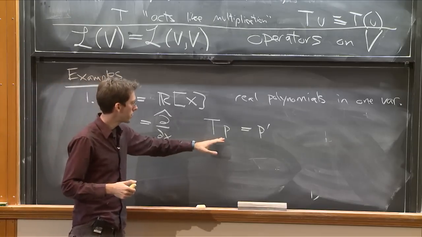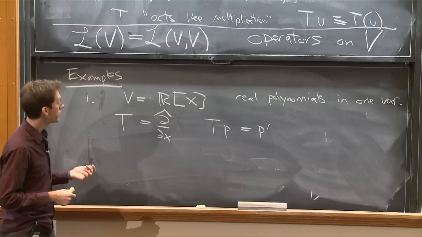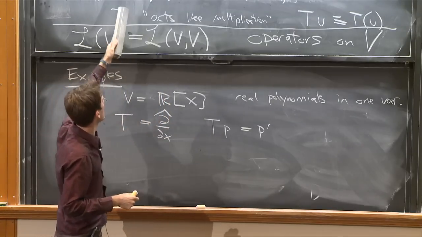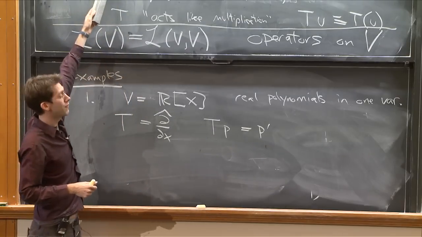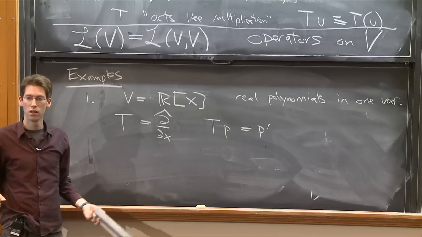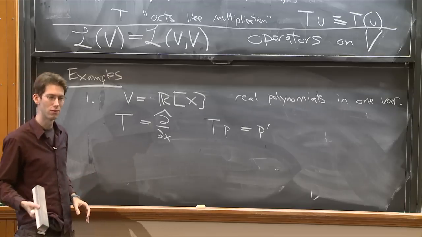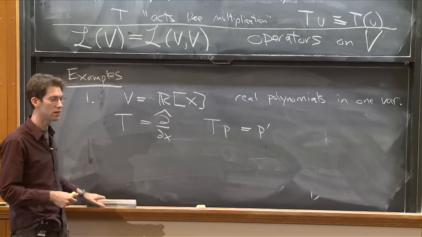So this is certainly a function from polynomials to polynomials, and you can check that it's also linear. If you multiply the polynomial by a scalar, then the derivative multiplies by the same scalar. If I take the derivative of a sum of two polynomials, then I get the sum of the derivatives of those polynomials. So I won't write that down, but you can check that the properties are true, and this is indeed a linear operator.